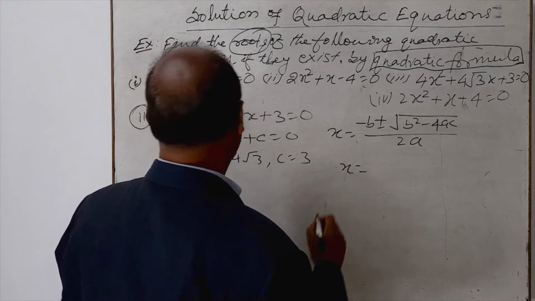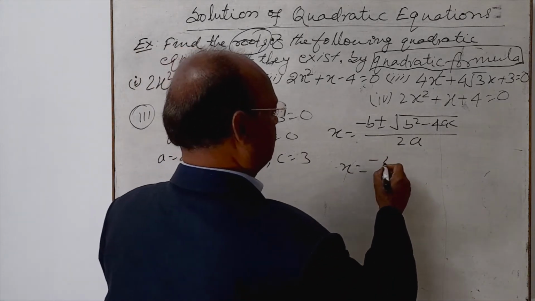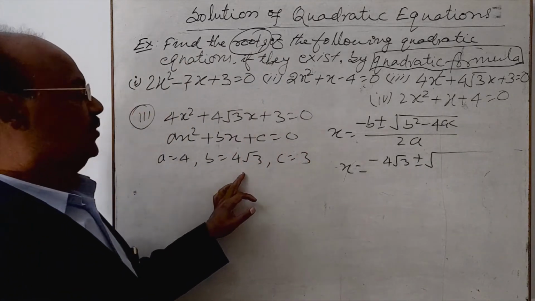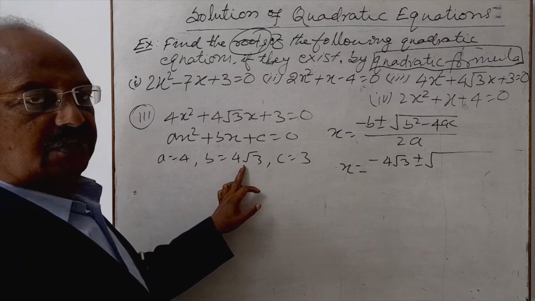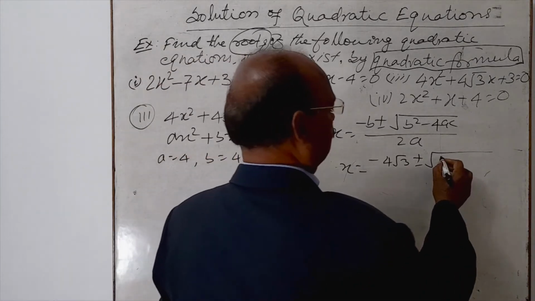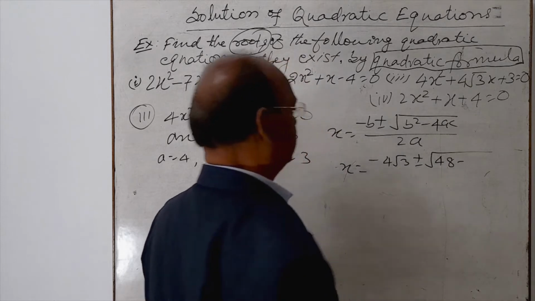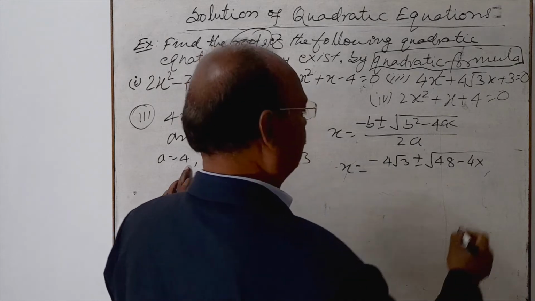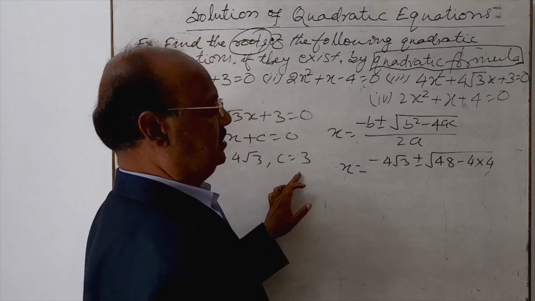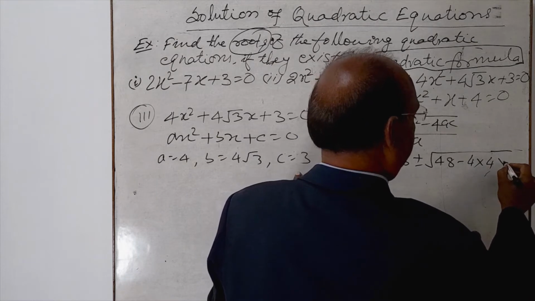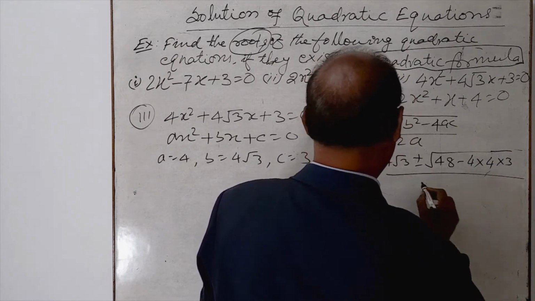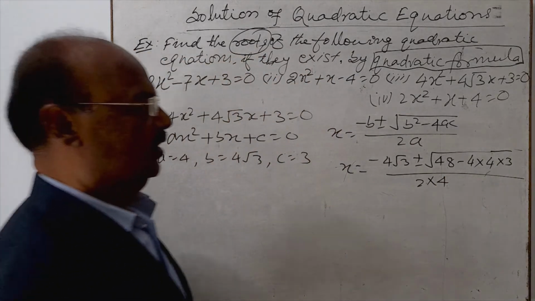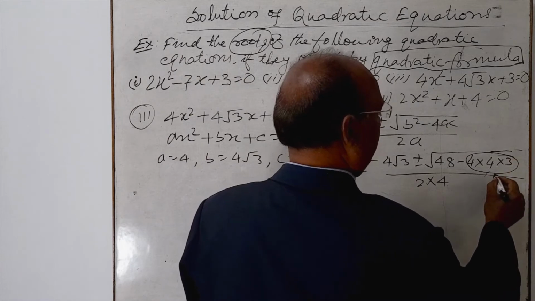So x is equal to minus of b means minus of 4 root 3 plus minus root over b square. So its square will be how much? 48. B square means 48 minus 4ac, minus 4 into a is 4 and c is 3, divided by 2a means 2 into 4. Correct? Here you see this is nothing but 48.